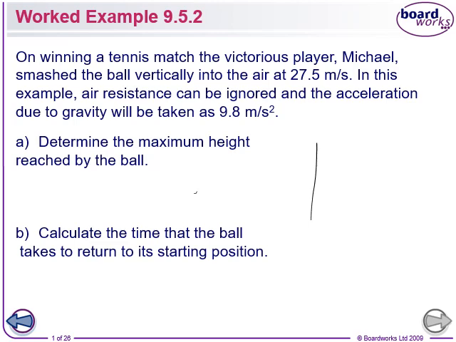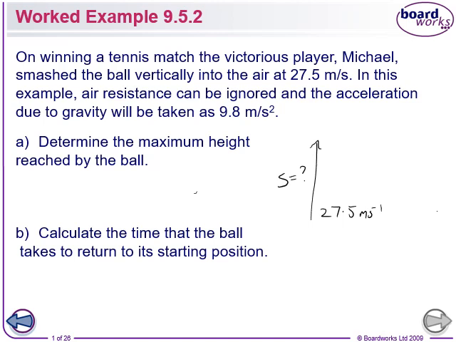Determine the maximum height reached by the ball. First thing, we draw a diagram. So we want to know this maximum height. Which of our SUVAT letters does that represent? S. We want to know S. We don't know that maximum height. We know that he's hit the ball upwards at a speed of 27.5 meters per second.